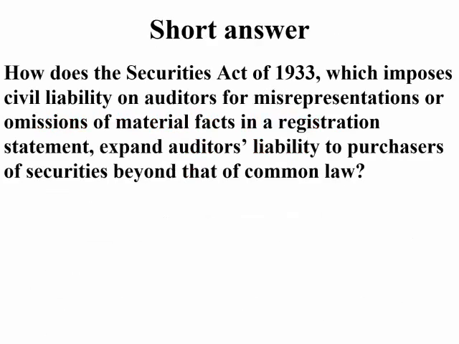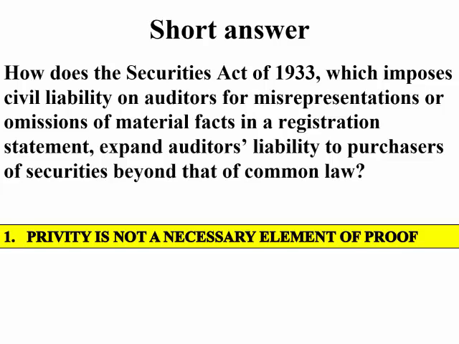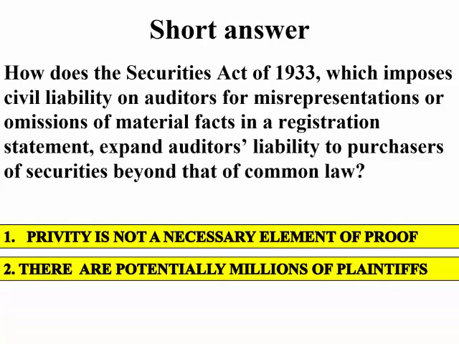Short answer. So, how does the Securities Act of 1933, which imposes civil liability for misrepresentations or omissions of material facts in a registration statement, expand the auditor's liability beyond that of common law? One, privity is not an element of proof. So because of that, and we're talking about a publicly traded or issued security, now you're potentially liable to millions of people, as opposed to just even foreseeable third parties. It could be anyone who purchased the security and lost money as a result. So there are potentially millions of plaintiffs.